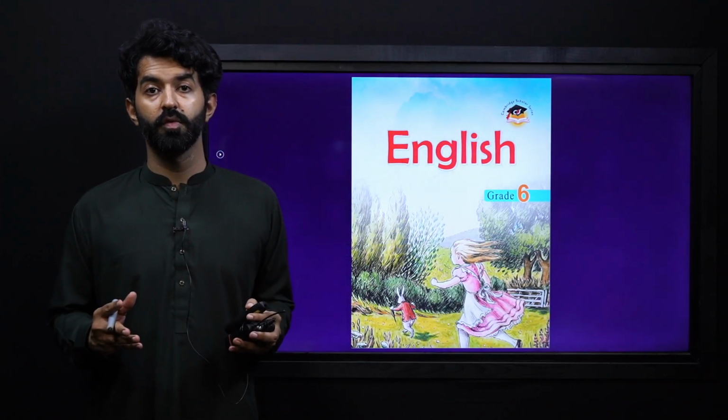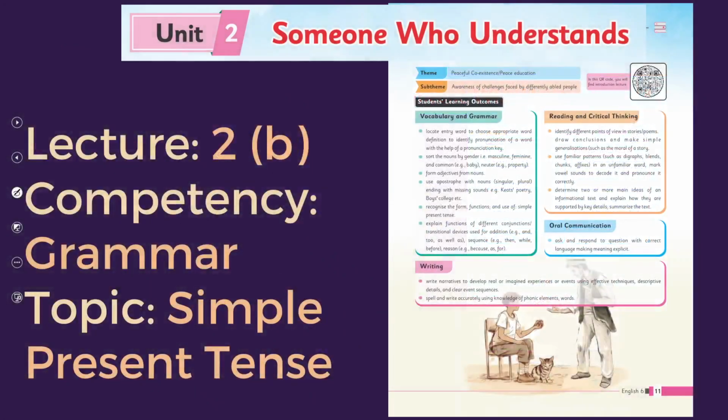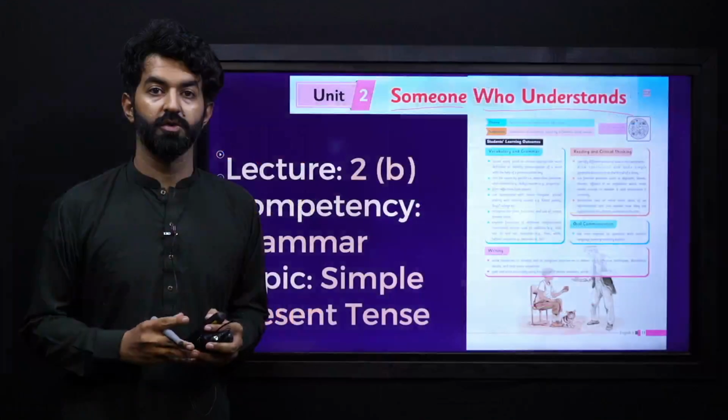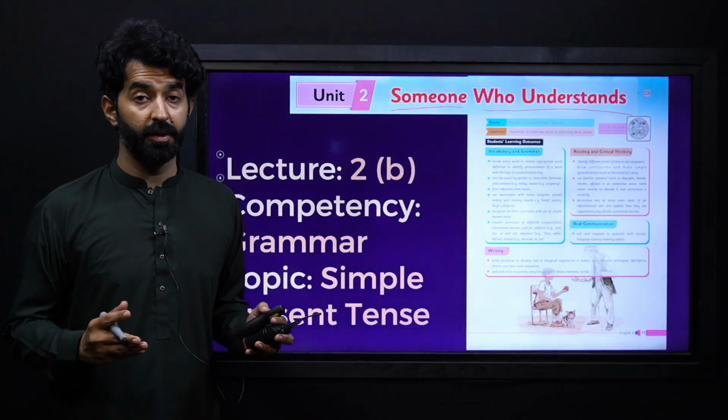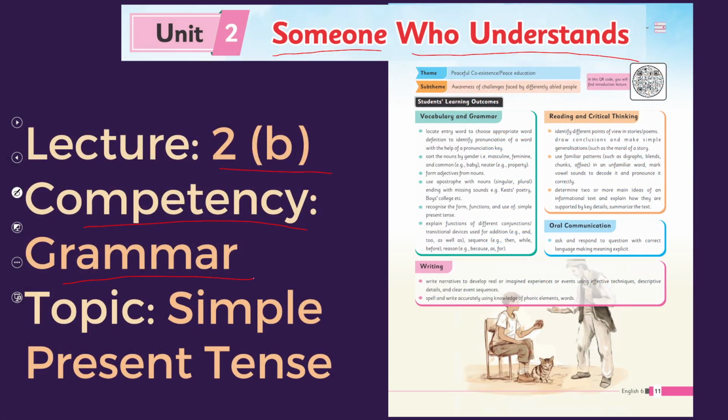My dear learners, we are dealing with our unit number 2. The title is Someone Who Understands. I hope that you have read the lesson and you enjoyed it. My dear learners, this will be our lecture number 2B with the competency of grammar, and the topic is simple present tense.